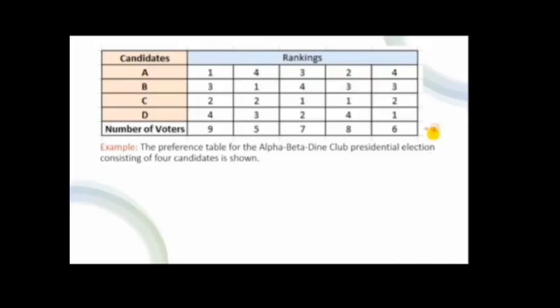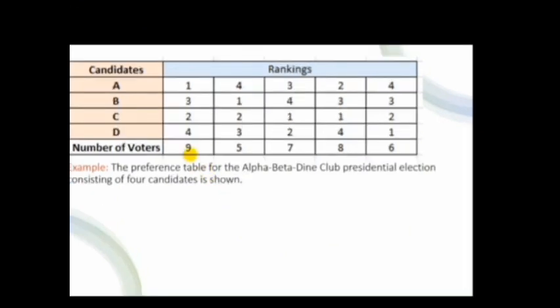So ito ang sample ng plurality with elimination method. So the total number of candidates is 35. Dito natin malalaman yung majority. 35 divided by 2, so 17.5. So ayan yung majority.